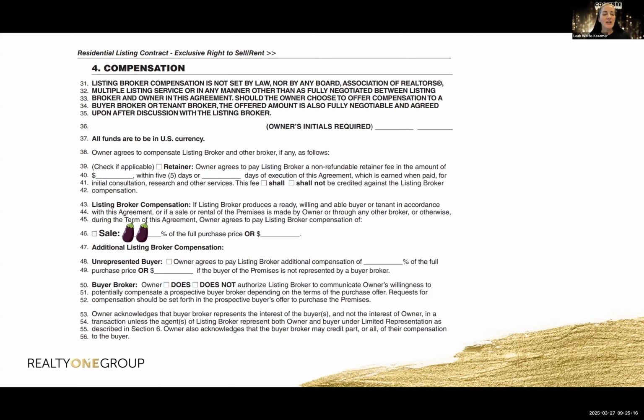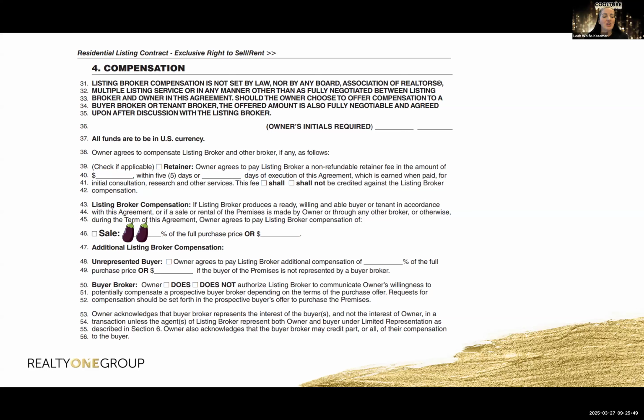Listing broker compensation. If listing broker produces a ready, willing, and able buyer or tenant in accordance with this agreement, or if a sale or rental of the premises is made by owner through any other broker or otherwise during the term of this agreement, owner agrees to pay listing broker compensation of whatever that percentage or dollar amount is going to be. This is listing broker compensation only. So whatever amount you are charging, that is the amount that you will put on line 46.